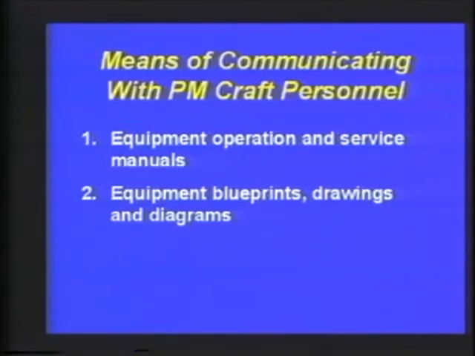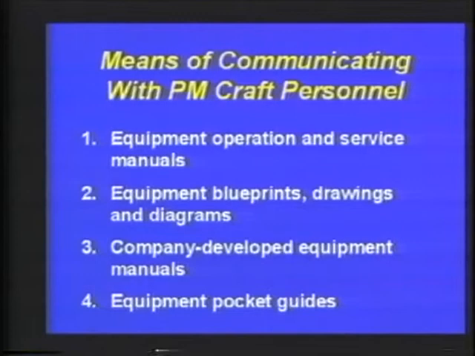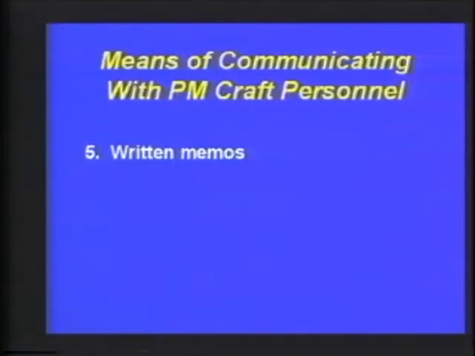Those probably are going to be needed by craft personnel on special PM applications. Third, you may have developed your own equipment manuals. The reason you did that, if you did it, is because you didn't have the OEM equipment manual. There may be what we refer to as equipment pocket guides. As an illustration, there may be a group of similar machines, and those pocket guides merely are giving the craft person out at the job site some additional guidance relative to some PM activities prior to actually moving into the PM work order itself. And item 5 is written memos.